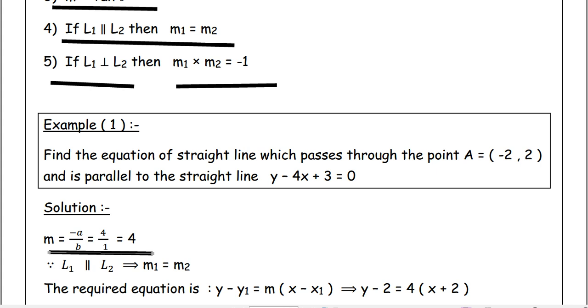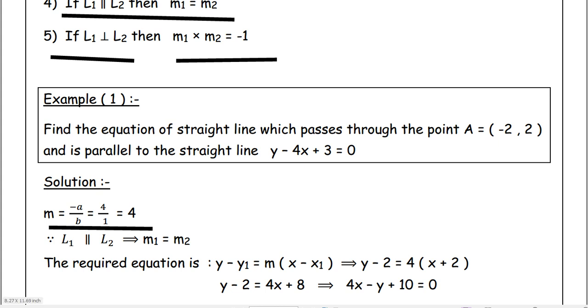Since L1 is parallel to L2, then m1 equals m2. What is the meaning of that? As we said before, if we have two parallel straight lines, their slopes are the same, their slopes are equal. So we have here L1 parallel to L2, then m1 equals m2. The required equation: y minus y1 equals m times x minus x1.